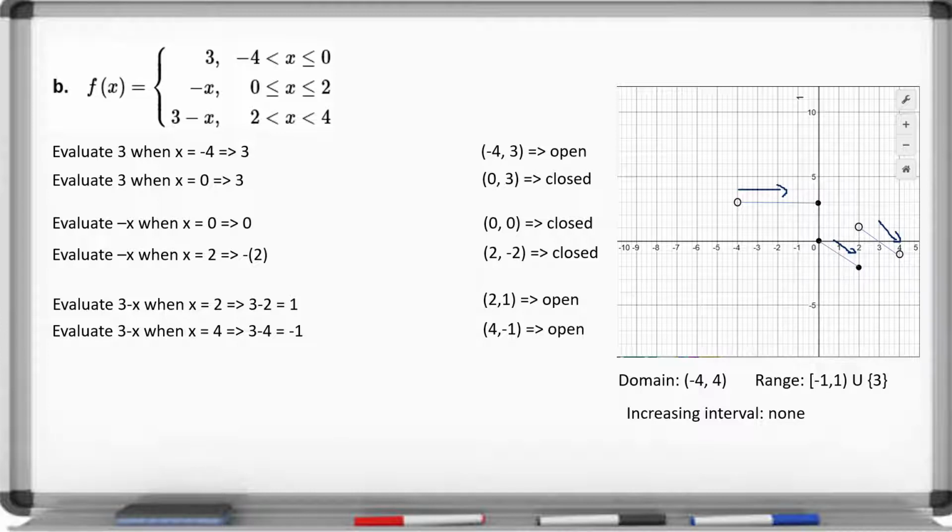Now it's decreasing for the last two parts of the graph. So it's decreasing between here and here, which is an x value of 0 and an x value of 2. And then it's decreasing again when x value is 2 to x value is 4. So we're going to say it's from 0 to 2 and then from 2 to 4. So that's our decreasing interval from 0 to 2 or from 2 to 4.